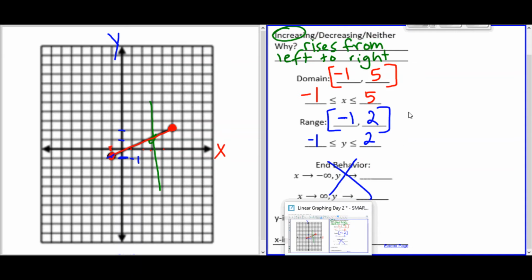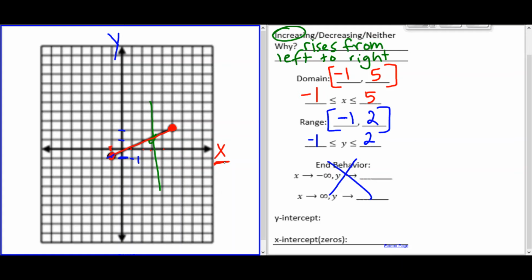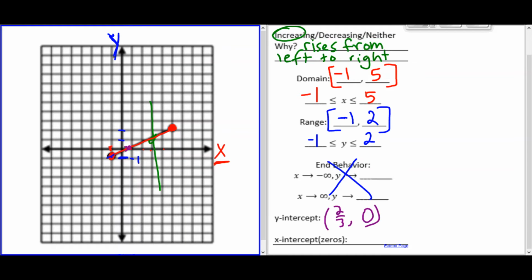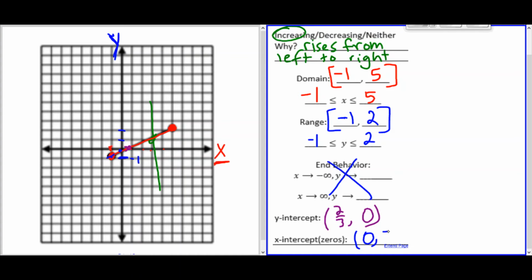So the x-intercept, remember that's where the graph crosses the x-axis. So this graph crosses the x-axis probably about here. So let's just call that, I don't know, let's call that 2/3, 0. And then the y-intercept, where does the graph cross the y-axis? So here's the y-axis. The graph crosses about here. Let's just call that -1/3. So we'll call it 0, -1/3.